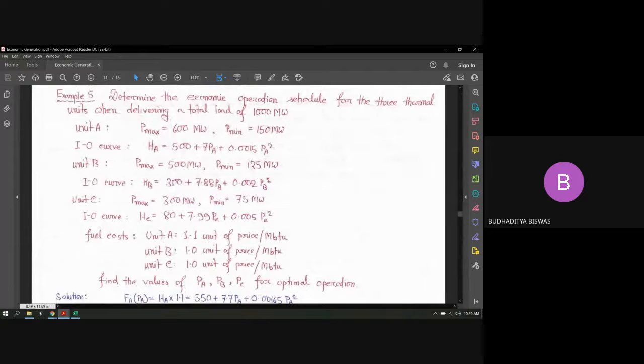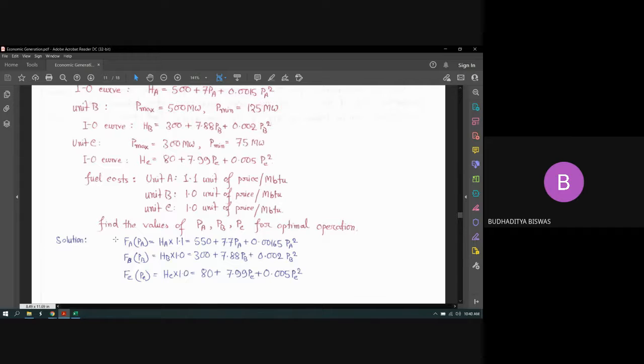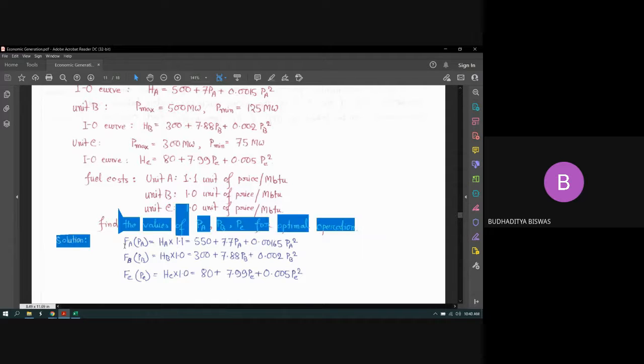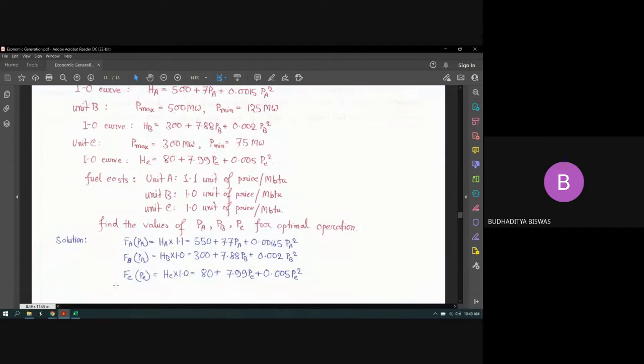Take this example. Here you see that a total of 3 units are there, and for every unit the maximum and the minimum generation is given, as well as the input output curve, and the fuel cost for units A, B and C is also given here. So we can easily find the cost function just by multiplying the unit fuel cost and the input output characteristics of that particular unit. This is the cost function for all the units, obtained by multiplying the fuel cost into the input output characteristics.